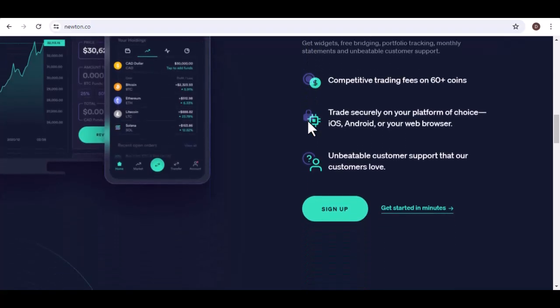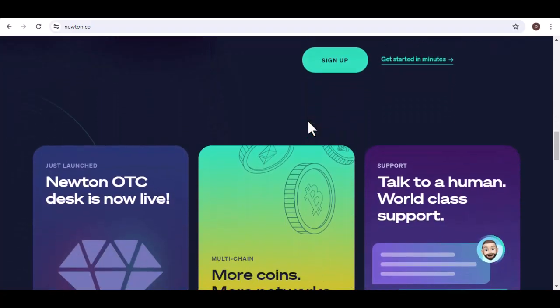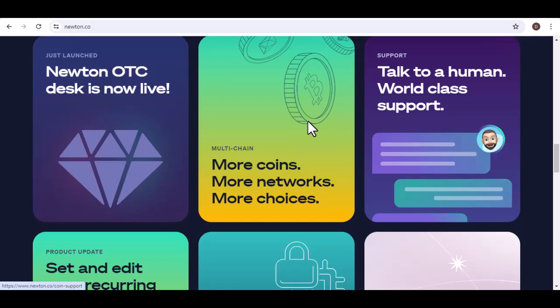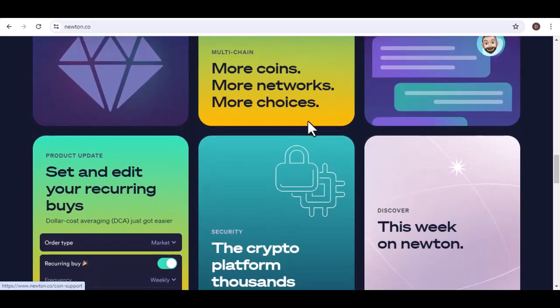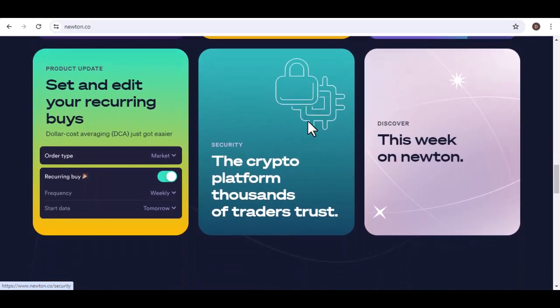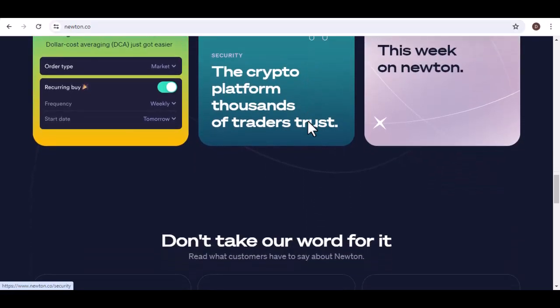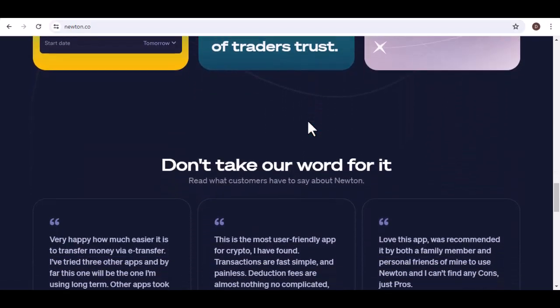Conclusion. So, those are my go-to Newton finance settings for beginners. Keep it simple, focus on security, and leverage features like Auto Invest to build your portfolio smart. I hope my experience helps you navigate Newton with more confidence.